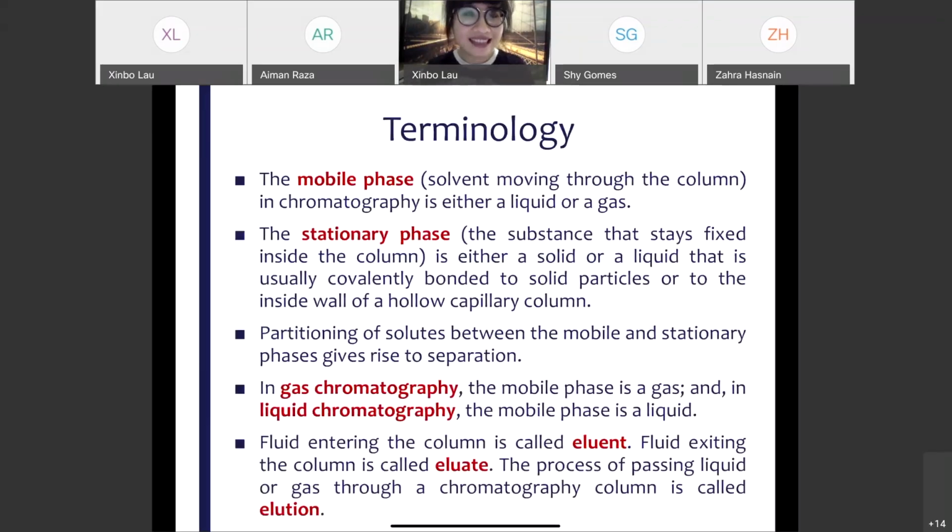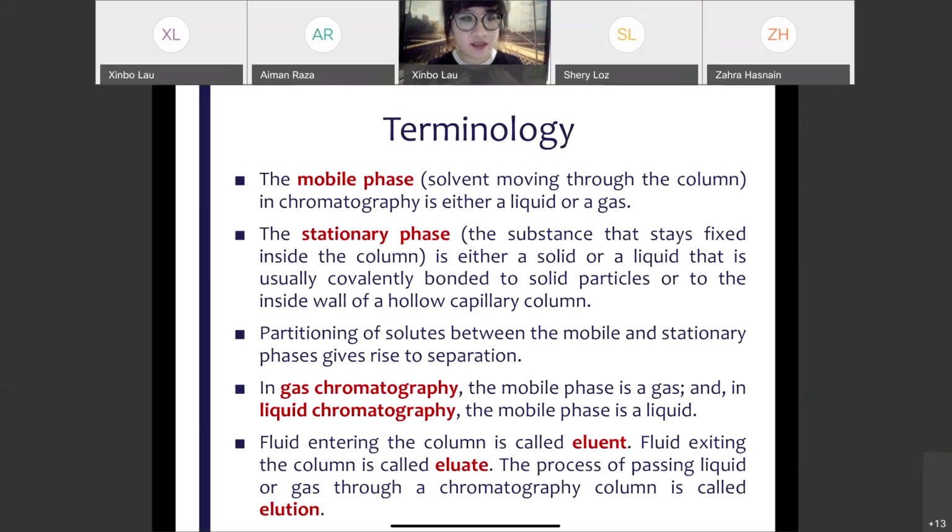As for the terminology of chromatography, we have the mobile phase. From the wording mobile, it's a solvent moving through the column. The mobile phase will be either liquid or gas, as I started off. If it's gas chromatography, the mobile phase is a gas, which is quite straightforward. If it's liquid chromatography, the mobile phase will be liquid. The HPLC I have been mentioning represents high performance liquid chromatography, so the mobile phase will be a liquid.